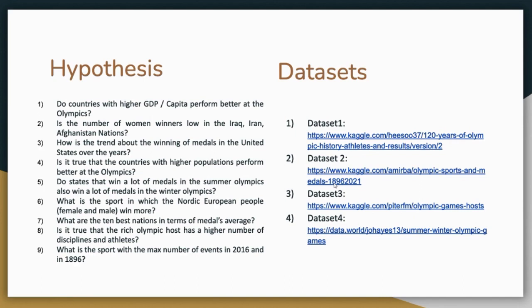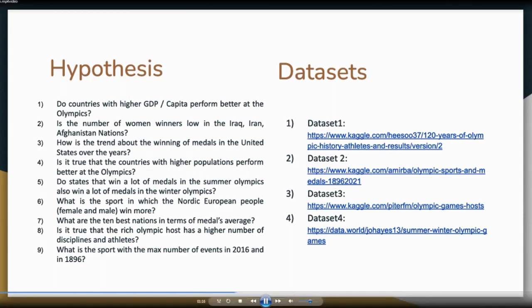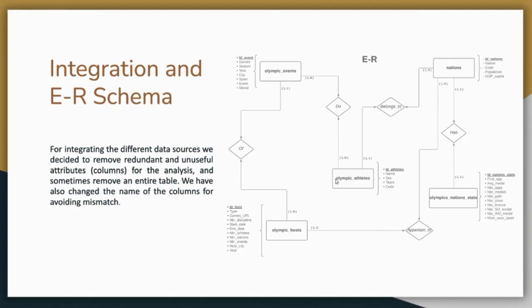After, we have explored some datasets about the Olympic Games on the internet, especially on the Kaggle website, and at the end of this inspection we have selected 4 datasets, and we have downloaded some tables from these datasets as CSV files. With the CSV files, we have started the process of integration of the data.